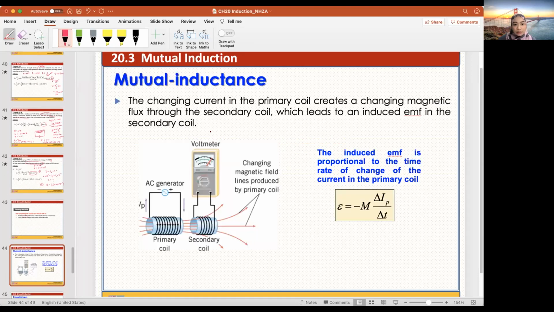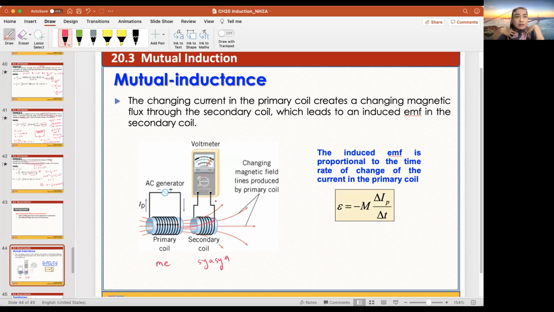Okay, so mutual inductance, the changing current in the primary coil. Again, we have friends here. One is called the primary, your friend is called the secondary. This is me, and maybe this is Shasha, right? So I have a change in magnetic flux. When I have a change in magnetic flux, I am changing the magnetic flux that Shasha experiences because we are close together, right?